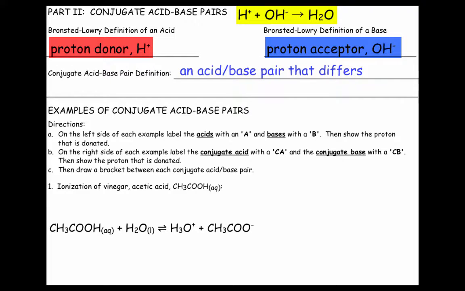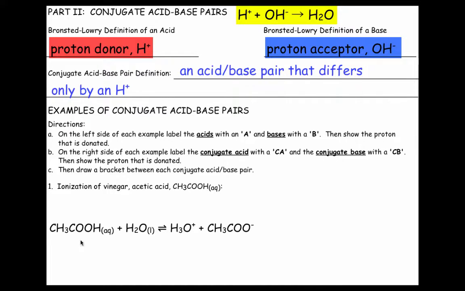Well, it's an acid-base pair that differs only by an H+. I'm going to go through this first example very slowly, and I'm going to show you what you need to do, and then on the other examples we'll go a little bit faster. So, directions. On the left side of each example, label the acids with an A and bases with a B, then show the proton that is donated.